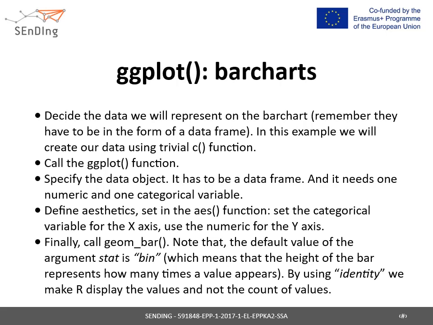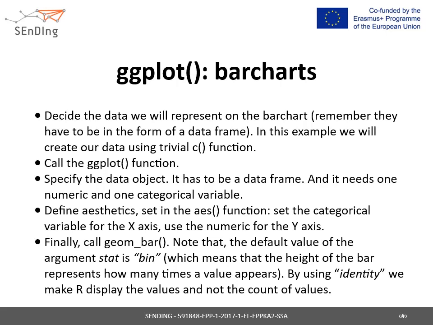Let's start by creating the bar plot with the ggplot2 library functions. To do this, we will need the geom_bar function and will experiment with some simple customizations as well. This is the most basic bar plot you can build using the ggplot2 package. It follows these steps. 1. Decide the data we will represent on the bar chart. Remember, they have to be in the form of a data frame. In this example, we will create our data using the trivial concatenation function c.